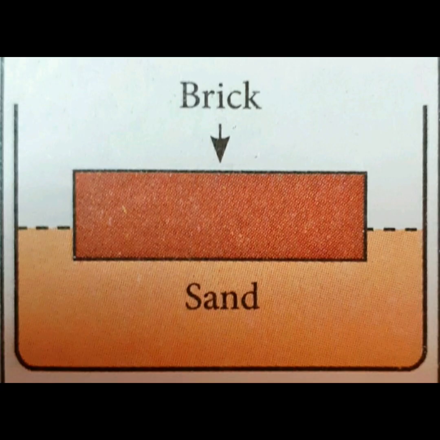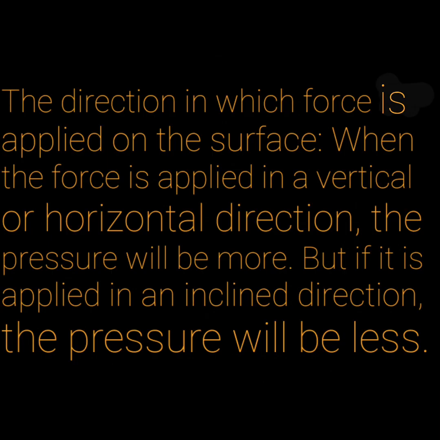Case 2. Here, only one brick is placed on the sand. So, the force exerted by the brick will be less, and thus the impression of the brick on the sand will be less deep as compared to case 1. 2. The direction in which the force is applied on the surface. When the force is applied in a vertical or horizontal direction, the pressure will be more. But if it is applied in an inclined or diagonal direction, the pressure exerted by the body will be less.